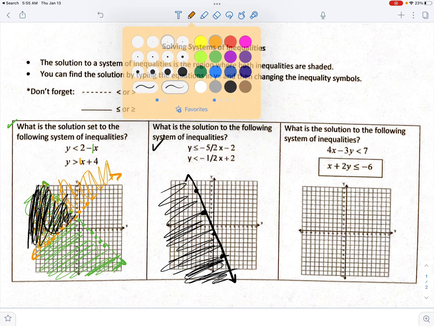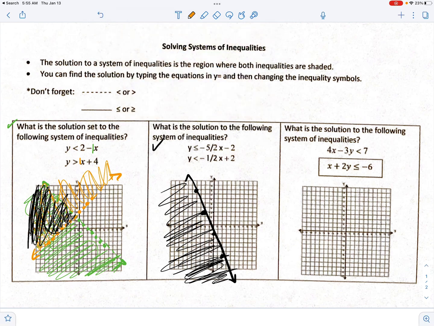Then we're going to get another color, start at 2, and then go down 1, right 2. Or we can go up 1, left 2. This is going to be a dashed line because it's just less than. And because it's less than, we shade below.